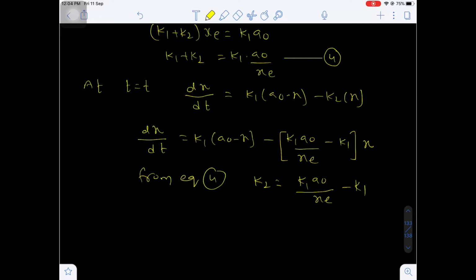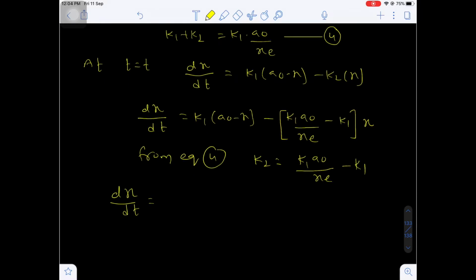Now here dx by dt, which is equal to K1 times (A0 minus x). Then if you multiply with x, you will get K1 into A0 into x by Xe. Minus of minus you will get plus, so K1 into x. Are you getting my point?